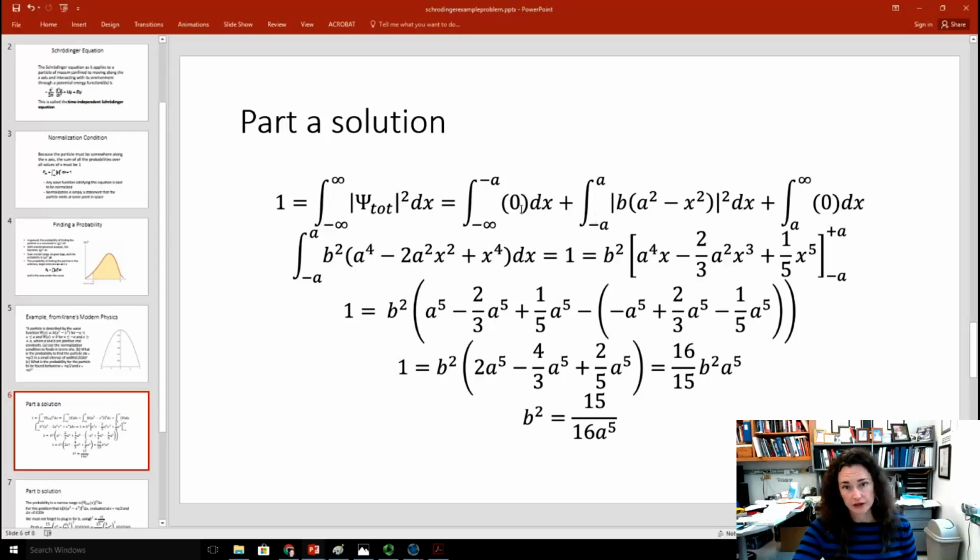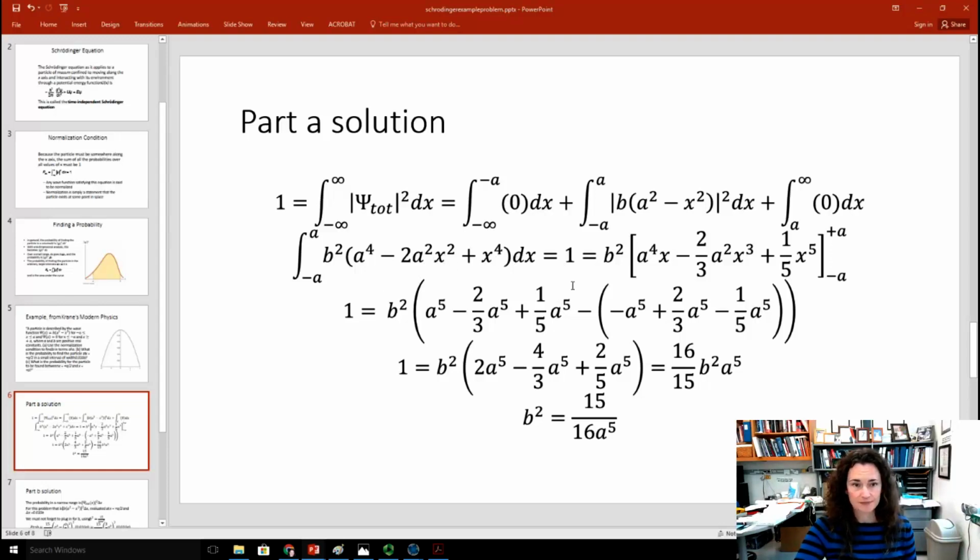Now, trivially, these two integrals where the wave function is 0 give me an integral of 0 as well. So these are 0, and it's only this piece right here from minus a to plus a that I have to worry about and actually perform an integral for. So from minus a to plus a, I'm going to expand that square, so I have b squared times (a to the fourth minus 2a squared x squared plus x to the fourth) dx.